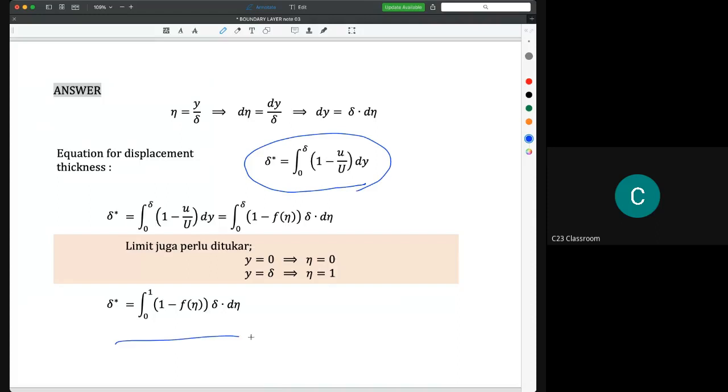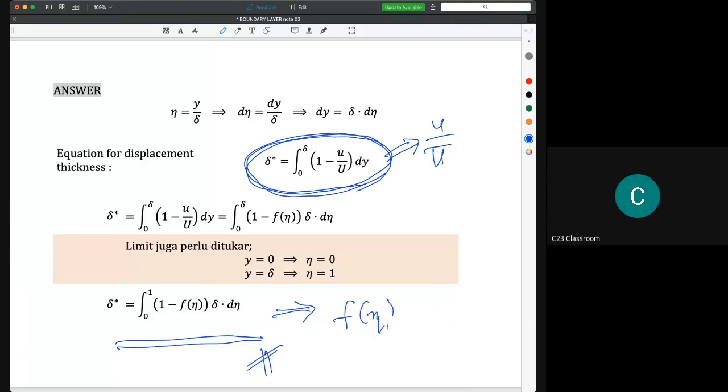to this term. Okay, so bear in mind, the idea is if your velocity profile is u over capital U, then you need to use this equation. If your velocity profile is in function of eta, then your equation of delta star must be written in this form.